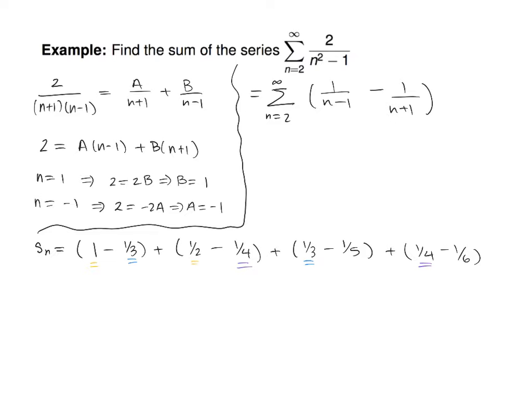So the nth term is 1 over n minus 1 minus 1 over n plus 1. That's what you get when you plug in n. So then go backwards 1. What does the 1 over n minus 1 become? 1 over n minus 2. And how about the 1 over n plus 1? 1 over n. Very good.